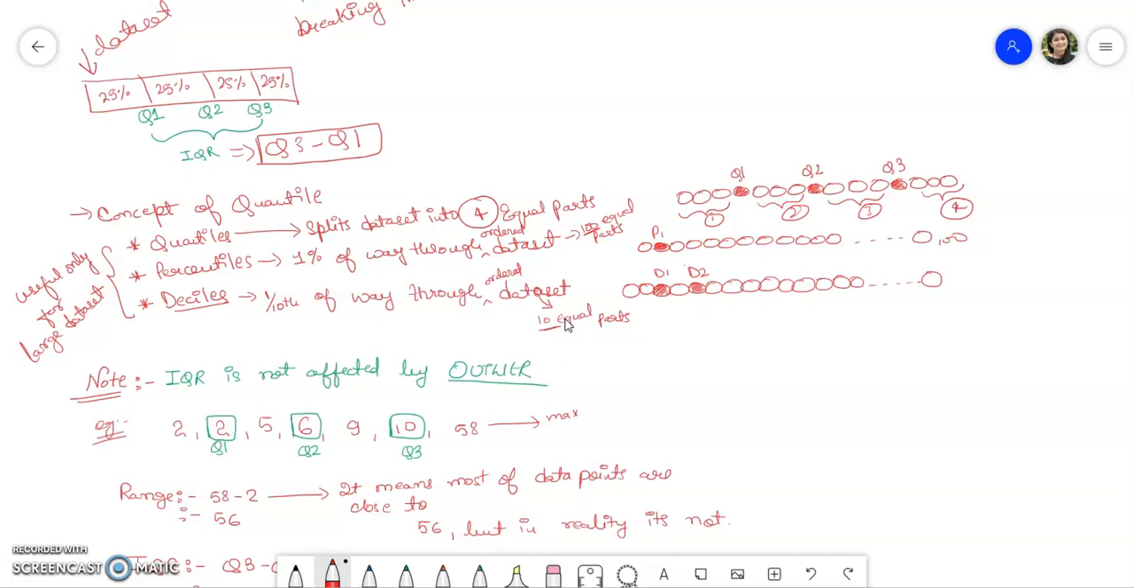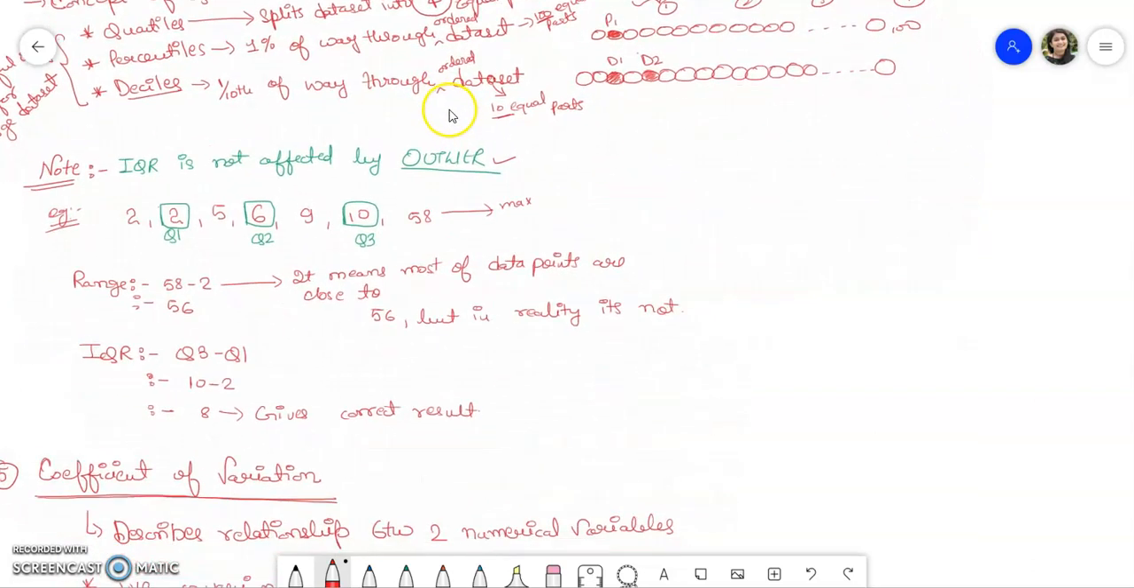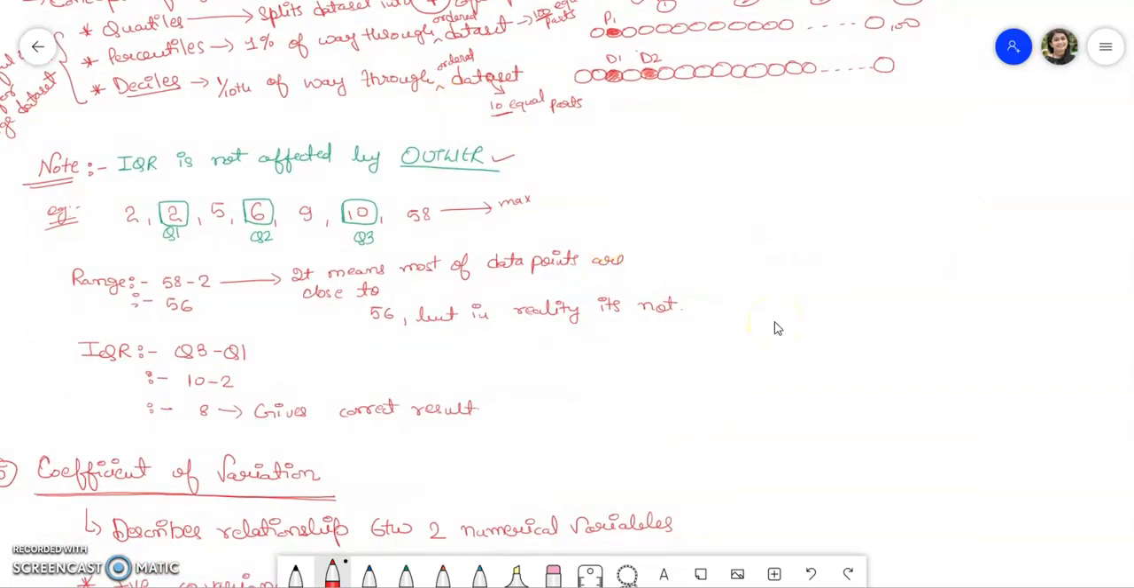And this is a small note: IQR is not affected by outliers. I'll just explain this with an example. If you see here, these are my data points: 2, 2, 5, 6, 9, 10 and 58. If you look closely at these data points, you can clearly see 58 is an outlier, because the difference between this point and the other points is very huge.